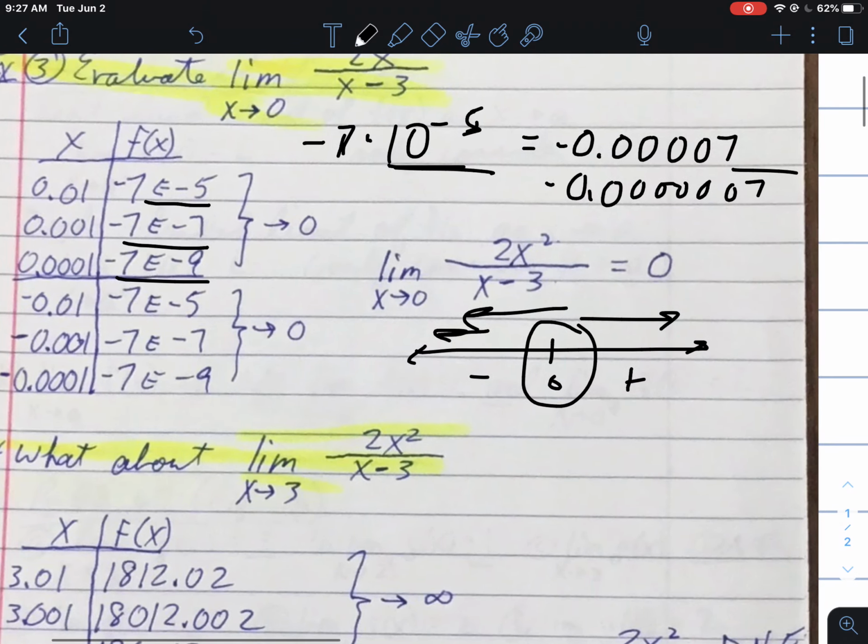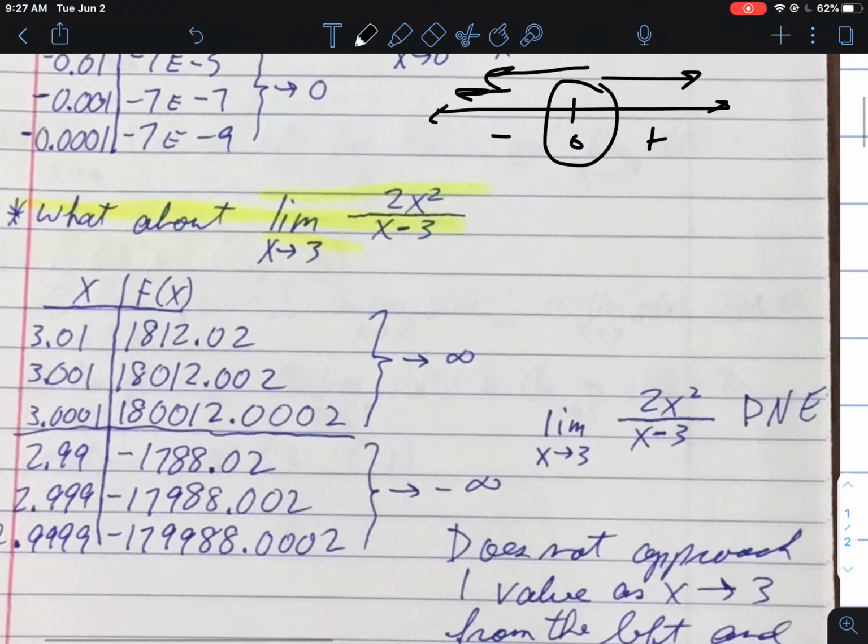So in this case, and then we'll finish this up, notice on the other side, if we approach zero from the left, plugging in negative 0.01 and so on, again we get numbers similar to what we got on the other side. But in either case, they are approaching zero. So we can make the observation that it looks like the limit as x approaches zero of that expression is zero.